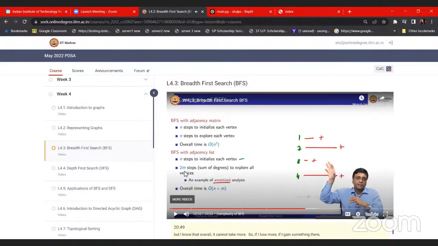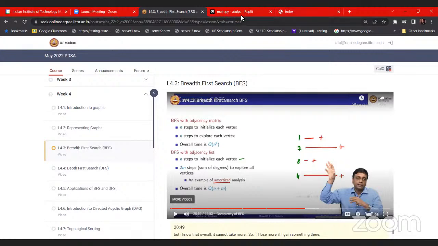So here, what is m? n steps to initialize each vertex, so n is the number of vertices, and m is basically the number of edges. So 2m, sum of degree, to explore all vertices. So here, adjacency matrix, number of edges.